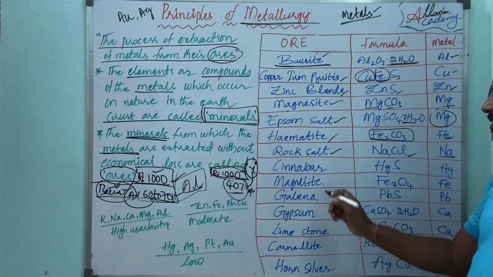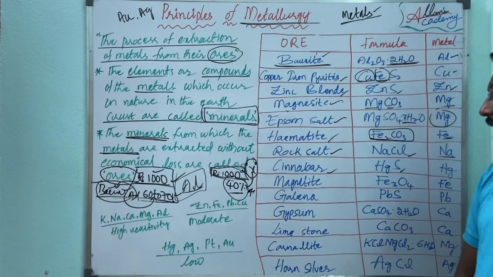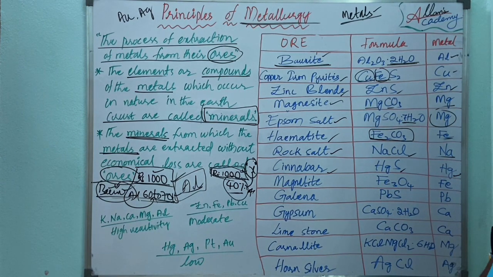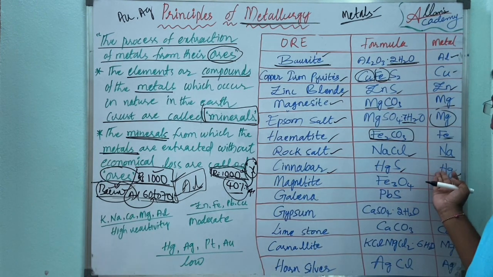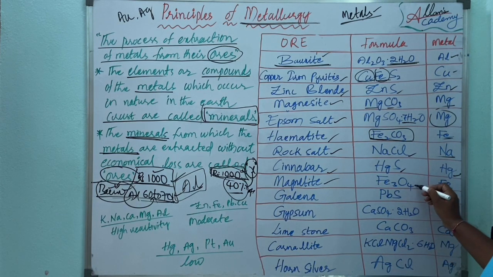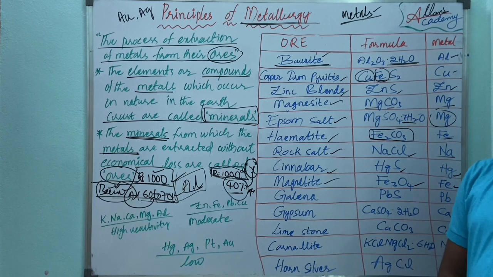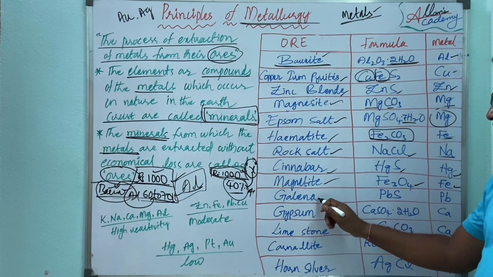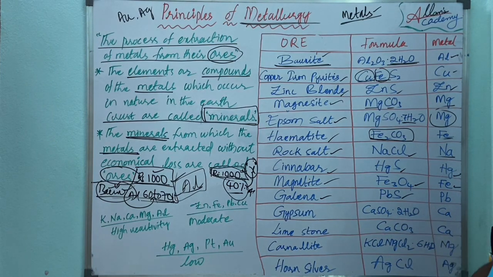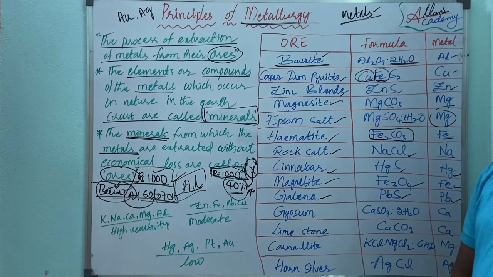And cinnabar, HgS. Hg is the metal we can collect, so Hg's ore is cinnabar. Okay, right. Magnetite, Fe3O4. Magnetite is also an ore for iron. And galena, PbS. Then it is ore for Pb.